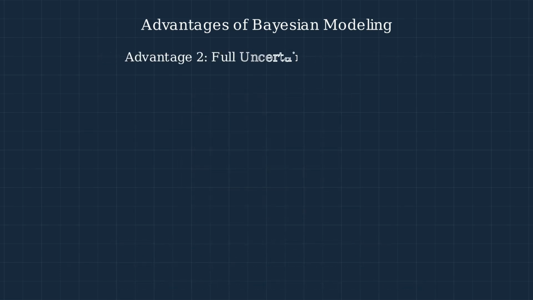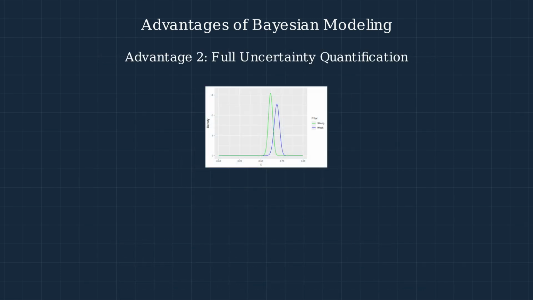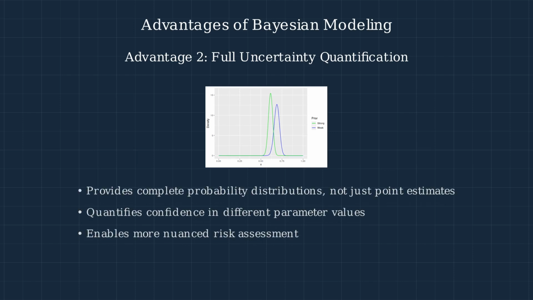The second advantage is full uncertainty quantification through posterior distributions. Bayesian methods provide complete probability distributions rather than just point estimates. This quantifies our confidence in different parameter values and enables more nuanced risk assessment in decision-making.